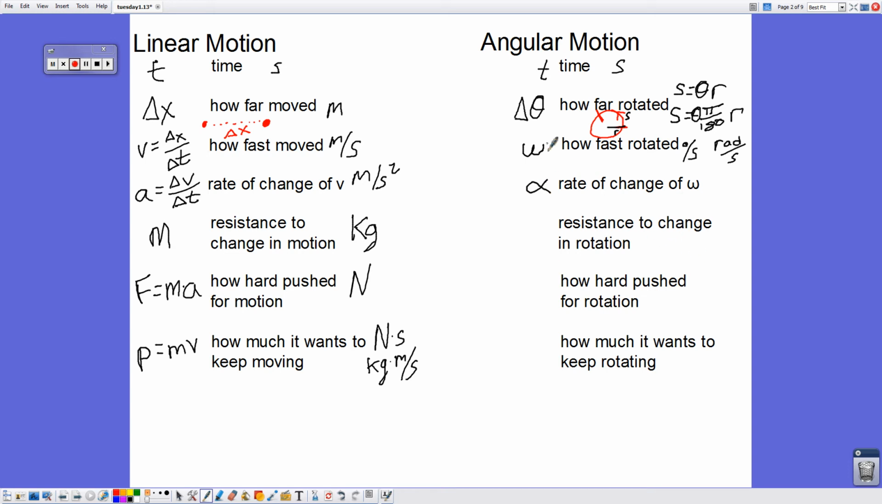Ooh. Notice I stopped writing the equations. I could write them. I'll write them. And delta omega over delta t.